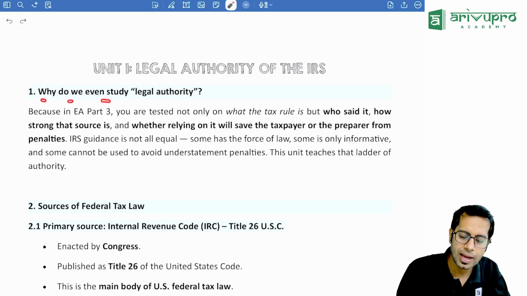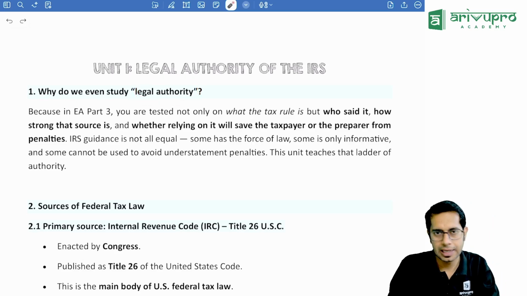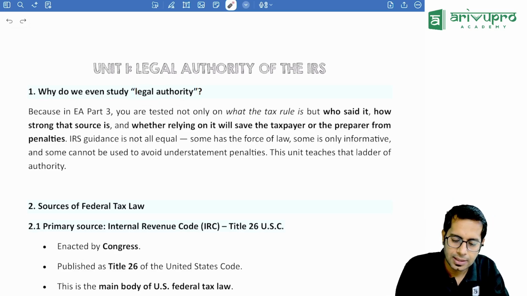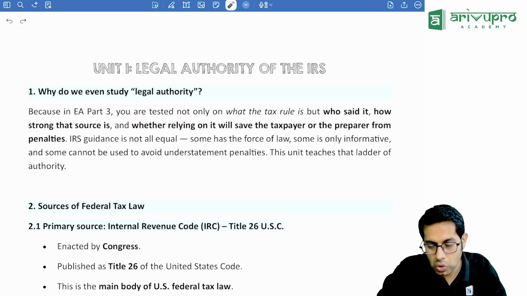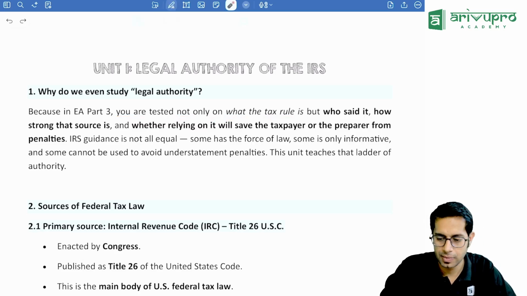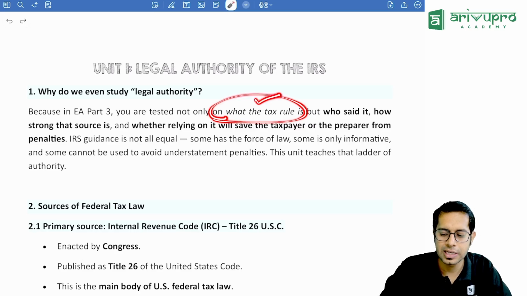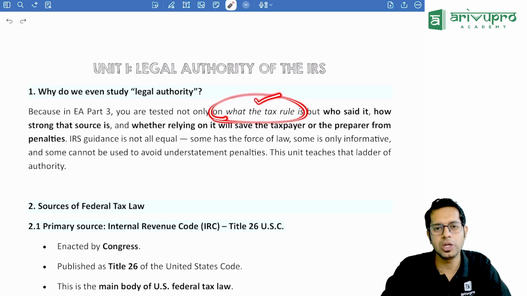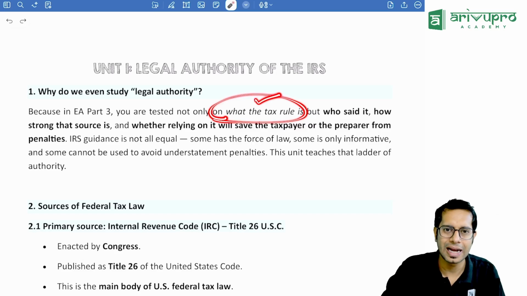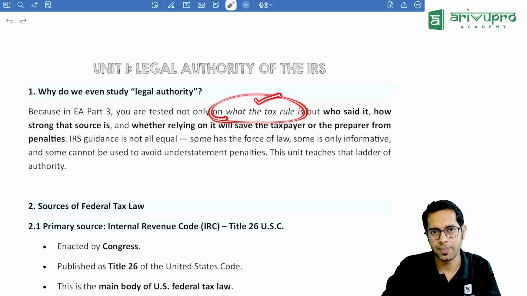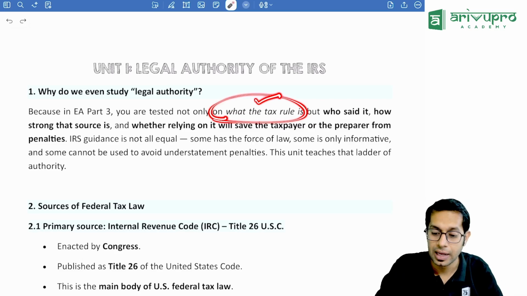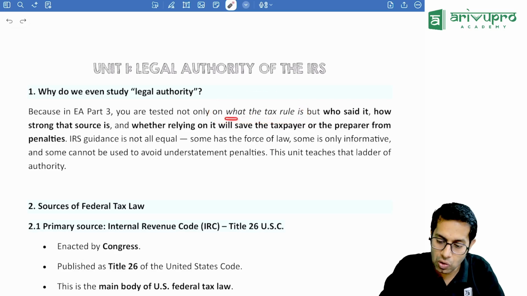So why do we have to study about a legal authority? See, in EA Part 3, you are tested not only on what the tax rule is, but also on who said it. Now, we normally know what the tax rule is. We should not ride a vehicle without wearing a helmet. Whenever we are driving a car, we should make sure that we are wearing the seat belt. That is the rule. So we know what the rule is.